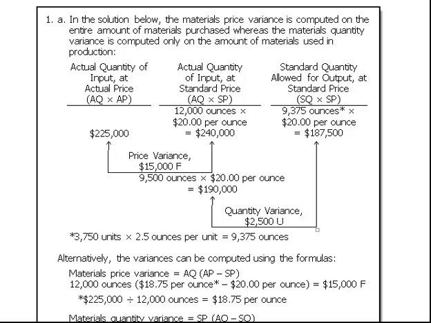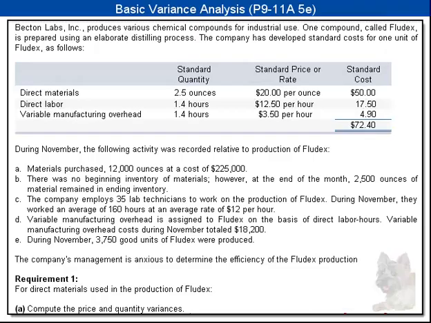Okay, now I like using the 3-column approach that you see in the solutions here, and I think of it this way. The left side is always actual quantity times actual price, and the right side is always standard quantity times standard price. So we were told there was $225,000 for materials, and let's take a look at that again. Okay, so material purchased was $225,000, of which there was 12,000 ounces. So that's where that came from.